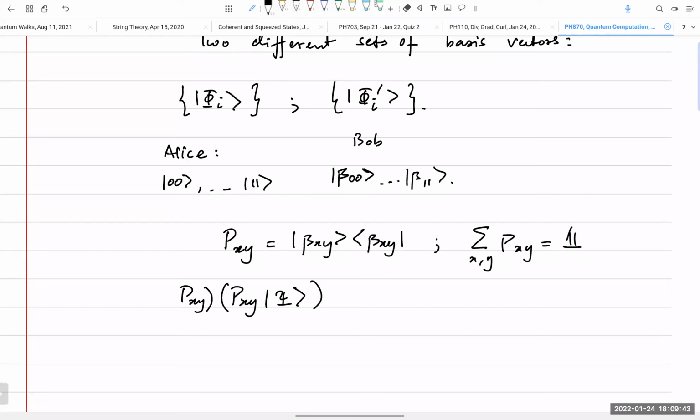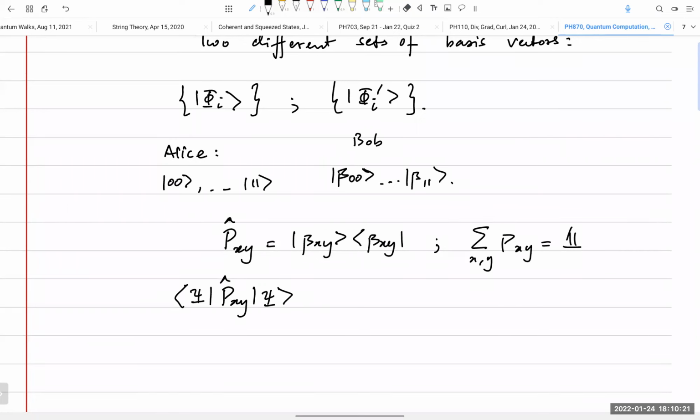And then he measures the probability of this projection operator, basically. Or, well, sorry. So what Bob does is he measures the probability of this projection operator, right? Like this. Okay. What is this probability going to be?